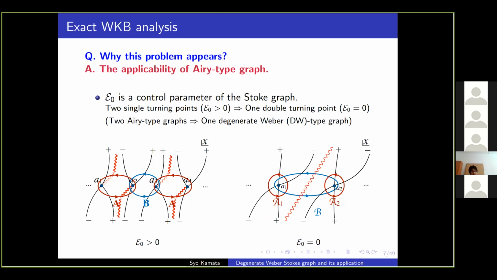Well, for example, if you want to obtain the hidden topological angle with this exact WKB method, then we have to choose the Degenerate Weber method. I see. That's a good advantage. Okay. Thank you.